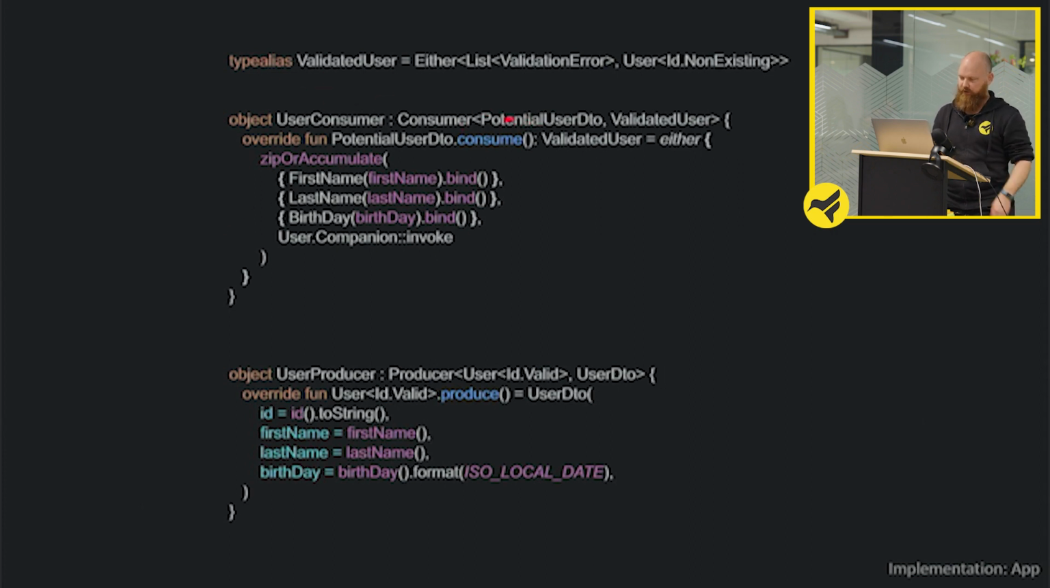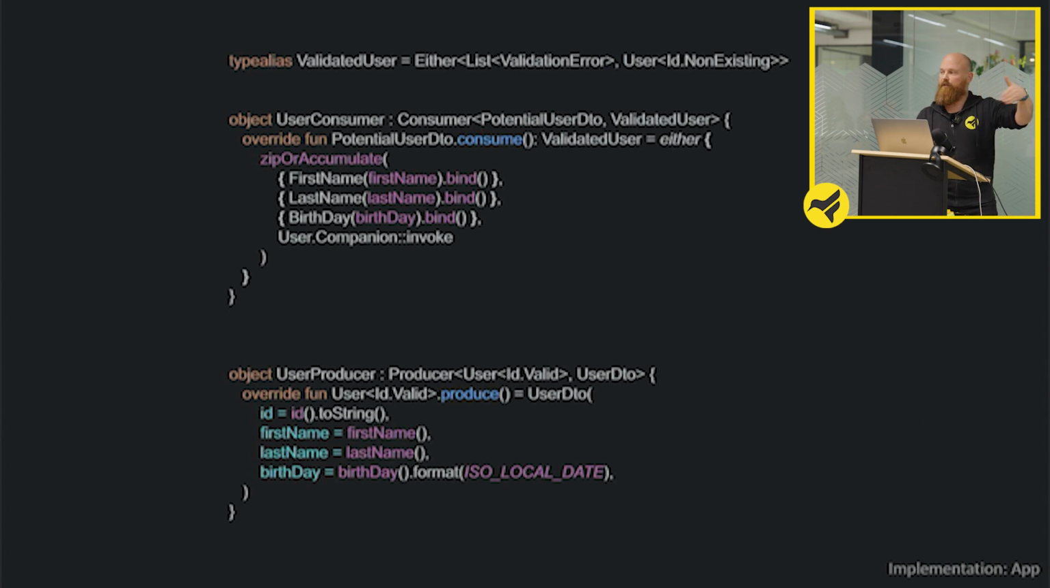So for instance, for the consumer, you can say, okay, a consumer means that you go from some external object to a domain object. And then you can actually implement it, again with this either, because if everything is an either, you need to be able to work with that. And then there is another function provided by Arrow, zip or accumulate, meaning that you can quite succinctly construct this first name, last name, birthday that we have defined with just the strings. Like the first name comes from the potential user DTO, so from some request upstream. That's just a string. The last name is just a string. Birthday is just a string.